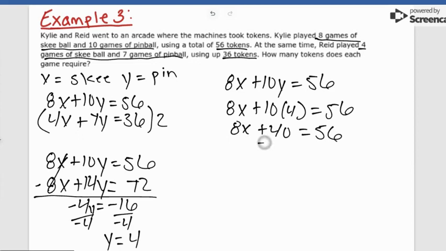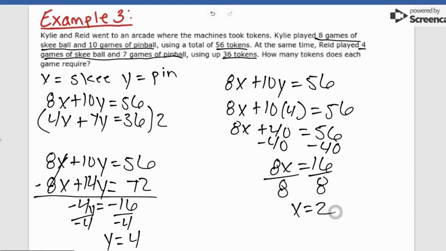Now all we have to do is subtract 40 from both sides, which gives us 8x equals 16. And then you'll divide by 8 on both sides, and that gives you x equals 2.